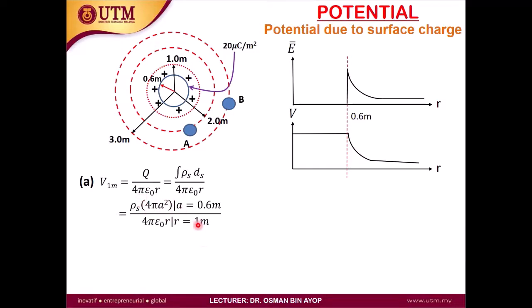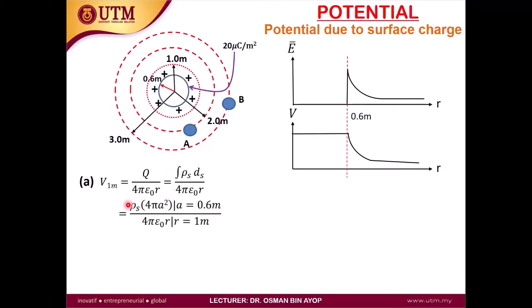We already proved in the previous chapter how we can find the surface area of the sphere using spherical coordinates. So you have to do integration with r square sine theta d theta d phi, where theta is from 0 to pi and phi is between 0 to 2 pi. So you get 4 pi a square, where a here is equal to 0.6 meter because our charge system is at 0.6 meter.